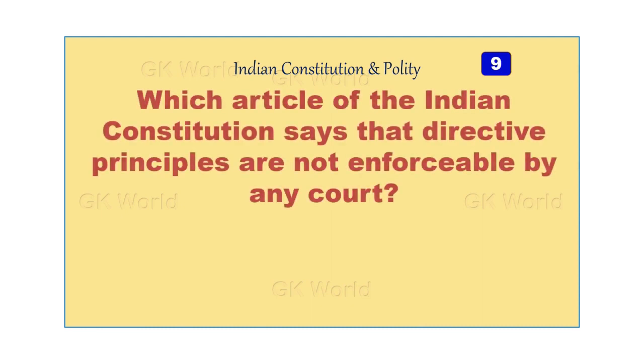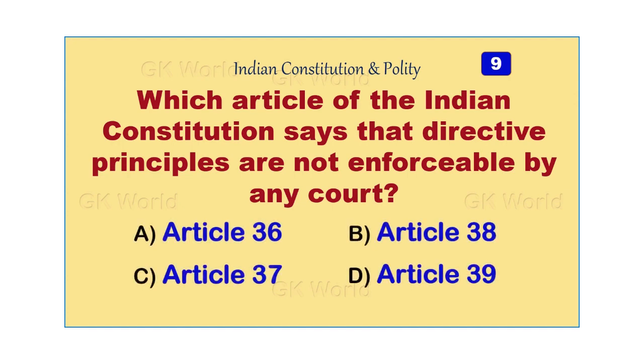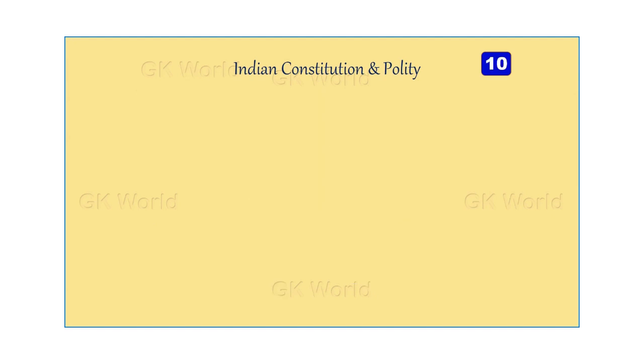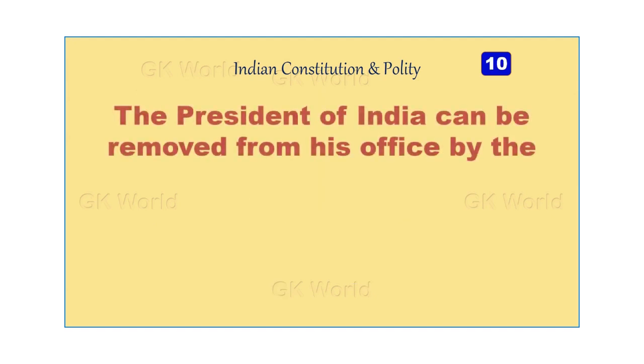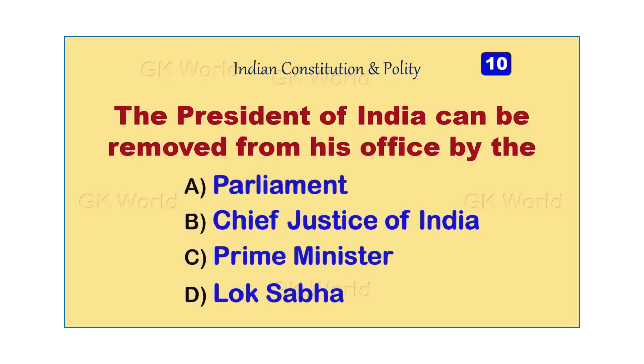Which article of the Indian Constitution says that directive principles are not enforceable by any court? Option C. Article 37. The President of India can be removed from his office by the Option A. Parliament.